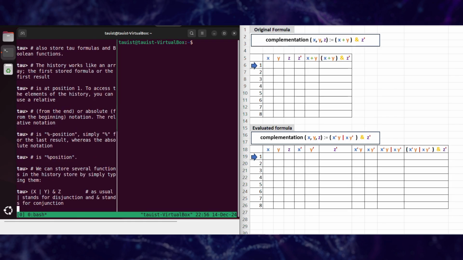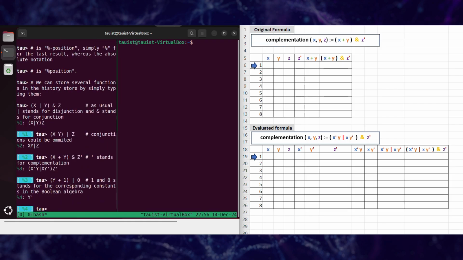We already did this one in the previous tutorial lessons, and also disjunction and conjunction. Today we will talk about complementation and zeros and ones. Okay, so let's begin.